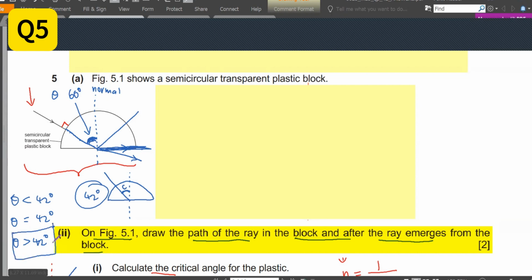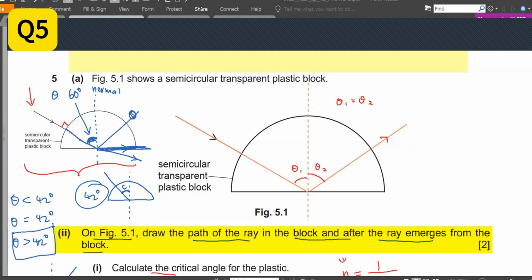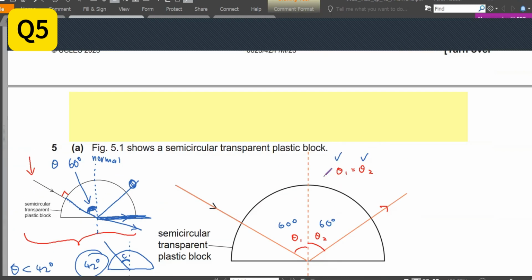So what we need to draw here is total internal reflection. What we expect to draw is this. If we have total internal reflection, then we need to make sure the incident angle and the reflected angle are the same. We know the incident angle is 60 degrees, so the reflected angle must be 60 degrees as well. So this is how we answer this correctly.